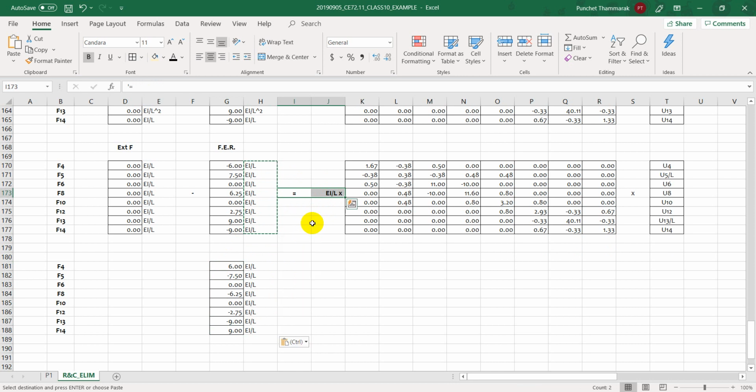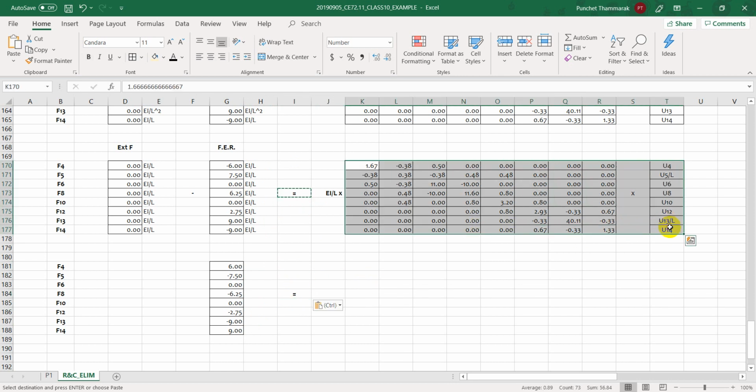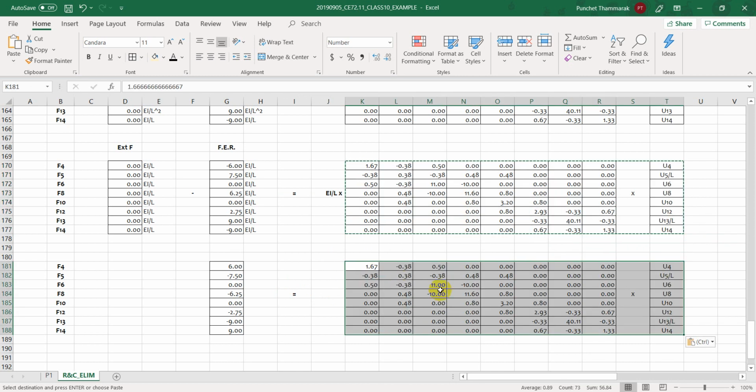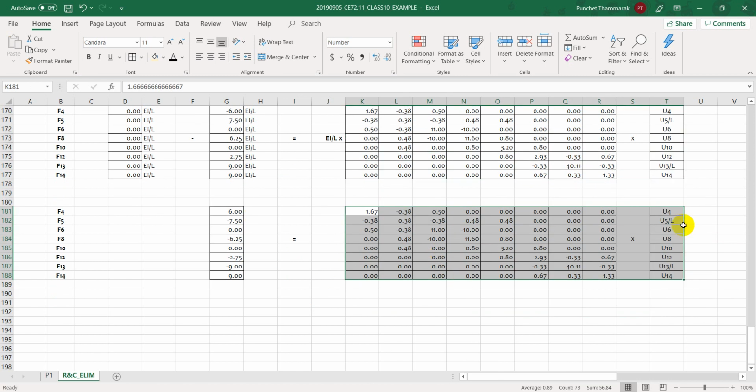You can see that on this side you have EI over L. On that side you also have EI over L. So EI over L cancels out with EI over L. You have EI over L on both sides, so I need to clear this. And I have just this one and this matrix.